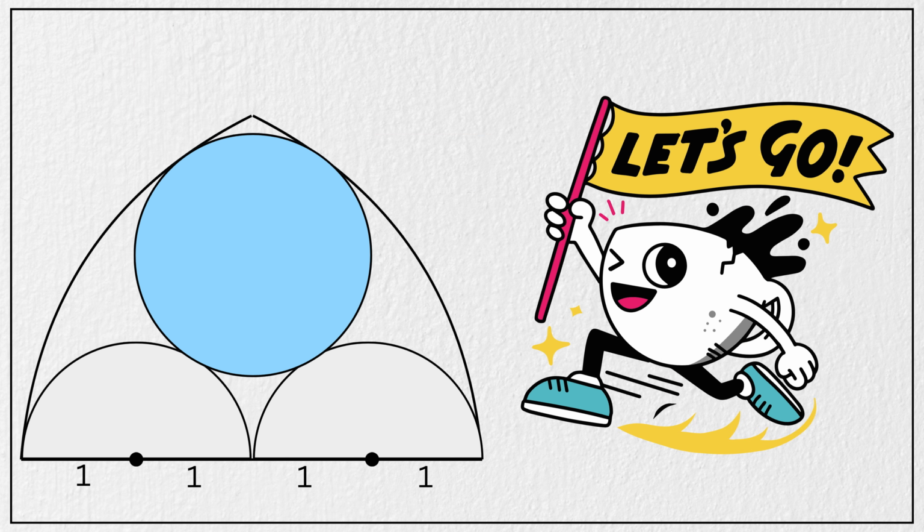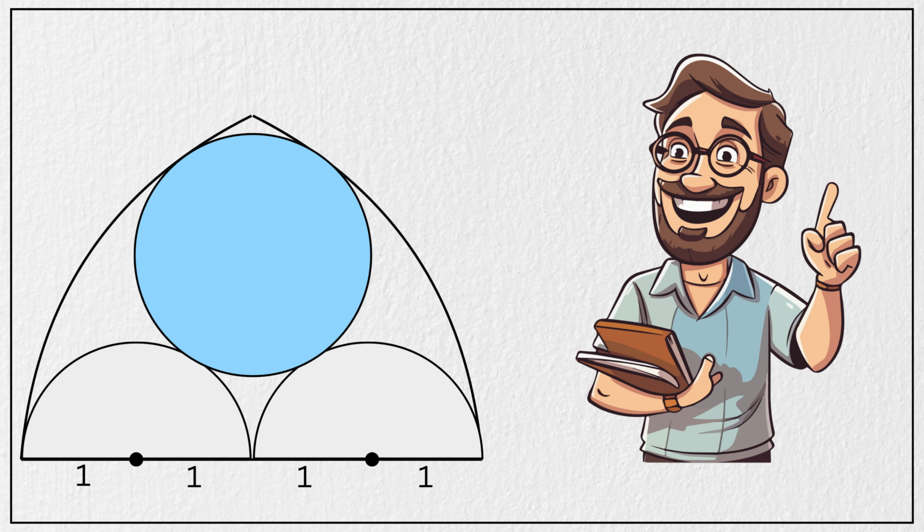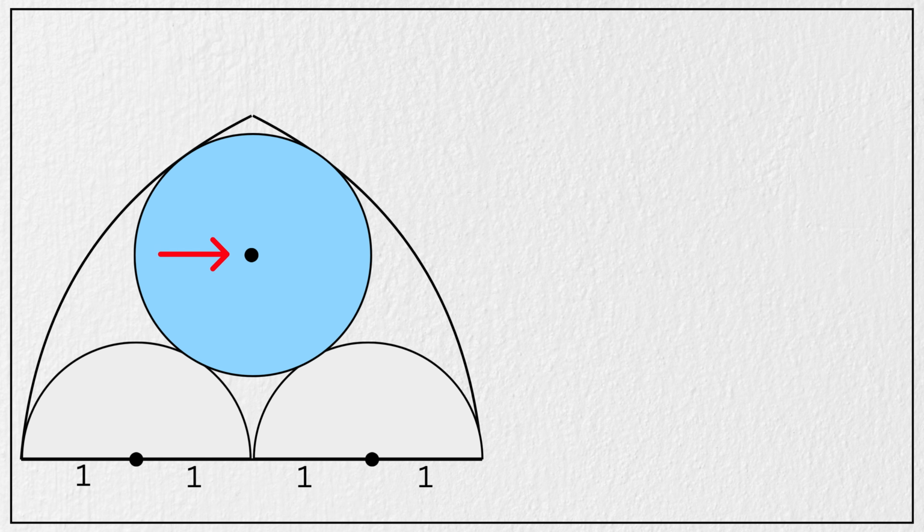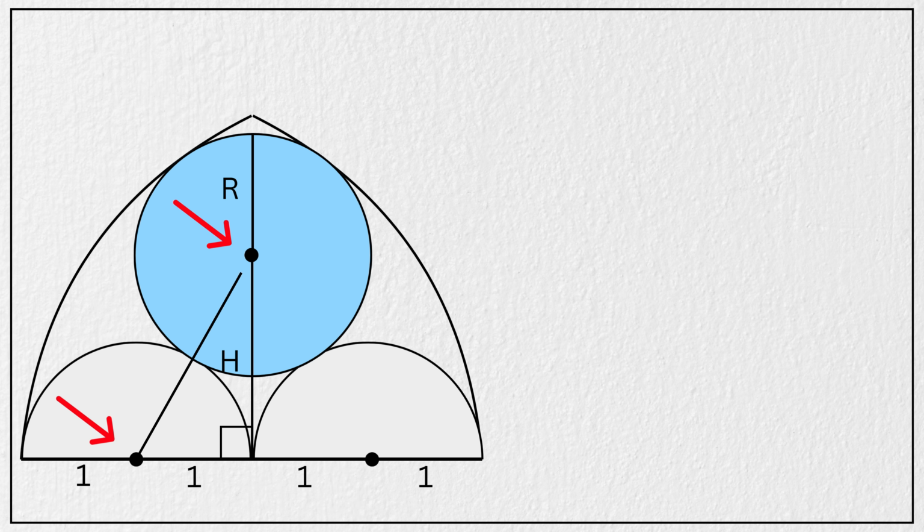Alright, let's get started. But before we begin, let's mark the center of this blue shaded circle and drop a perpendicular line on the base of this window-shaped figure like this. Again, let's define the radius of this blue circle as r units and the height of this perpendicular line as h units, and construct a line joining the center of this semicircle and the center of the blue circle like this.